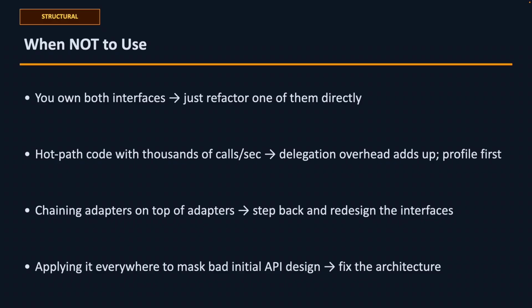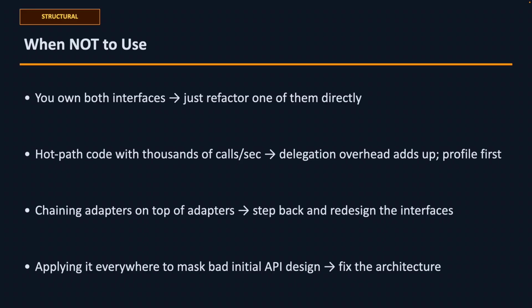Here we have some examples of when you don't want to use the adapter class. If you own both interfaces, you can refactor one of them instead of adding this adapter layer. The best adapter is actually using no adapter. Adapters add indirection. Every call will go through one more layer of delegation. In hot paths that process thousands of calls per second, that can make a difference. Profile before adding adapters to performance critical code.